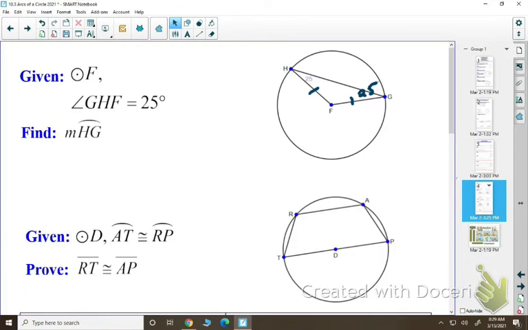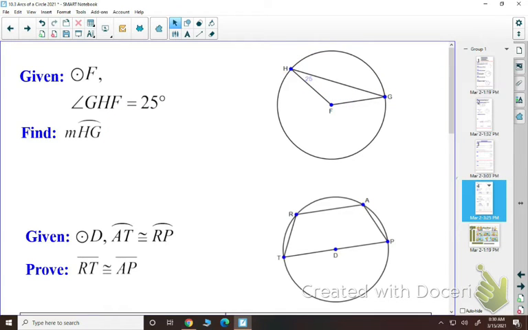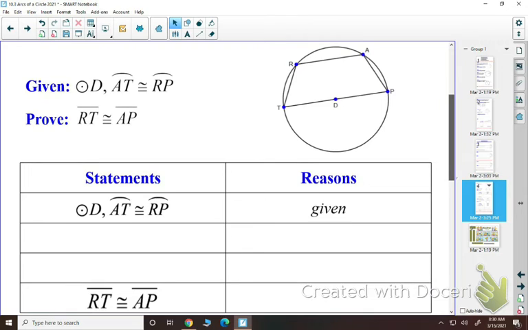And again, we should know that angles of a triangle have a sum of 180. So 25 and 25 make 50. So 180 minus 50 is 130. So if angle F here is 130, that tells us that arc HG is the same as that. So arc HG is also going to be 130 degrees. So it involves angles of a triangle as well as central angles and arcs and how everything is related. Okay, now if we take a look at our 2 proofs here for today.